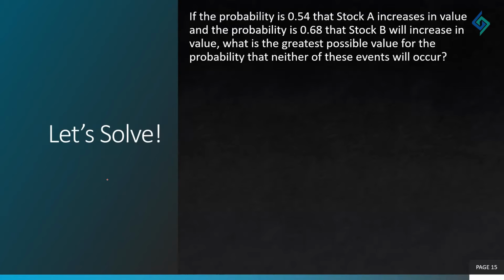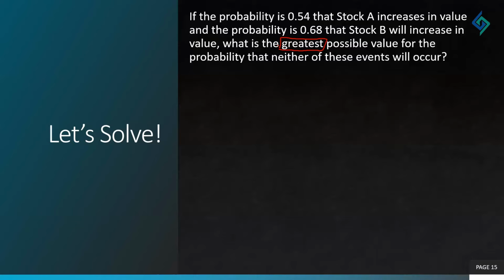But the question is not that simple, because there is a key word here to focus upon, which is greatest. The question is not asking us what is the value for the probability that neither of these events will occur. The question is asking us what is the greatest possible value for the probability that neither of these events will occur.